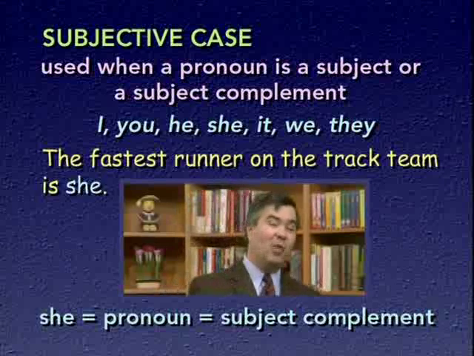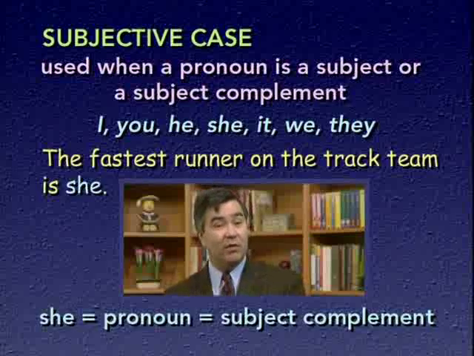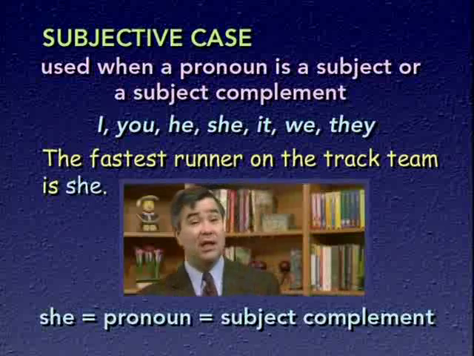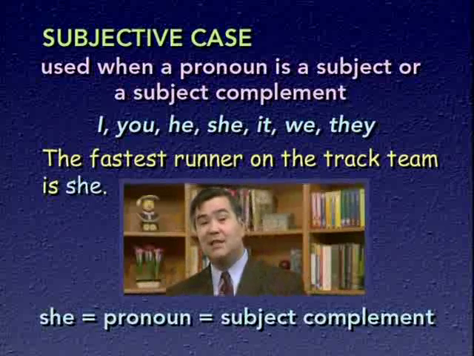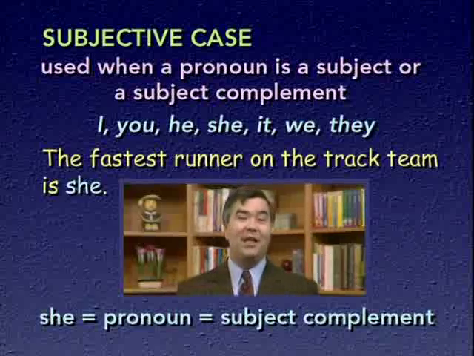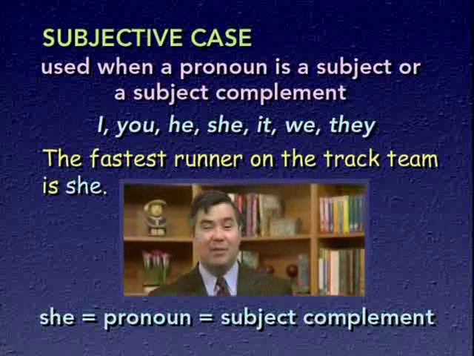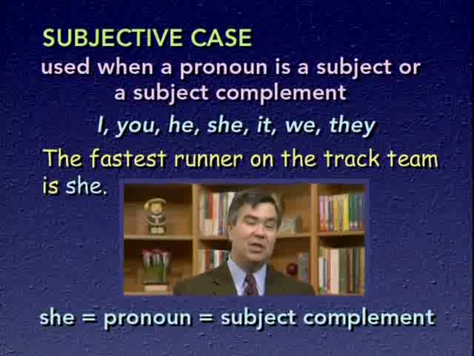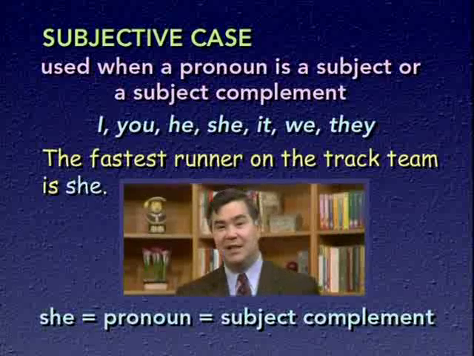Who is the fastest runner? She. So the subject complement she gives more information about that subject, runner. It tells who the runner is, she. So following the verb of being, we have in this case a subject complement, which happens to be a pronoun. And because the pronoun is playing the role of subject complement, it needs to be in the subjective case. So again, the subjective case pronoun she has been used correctly in this sentence.